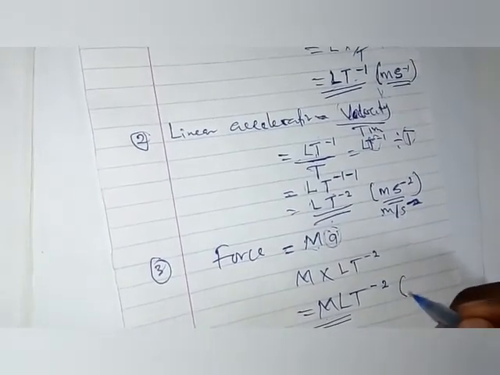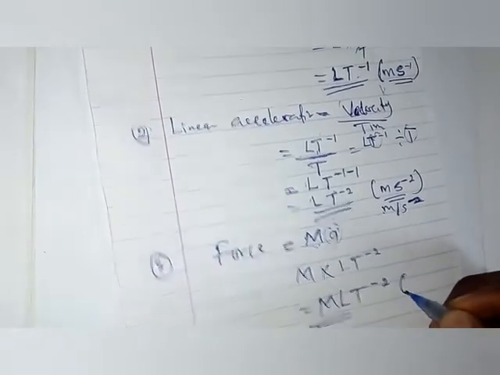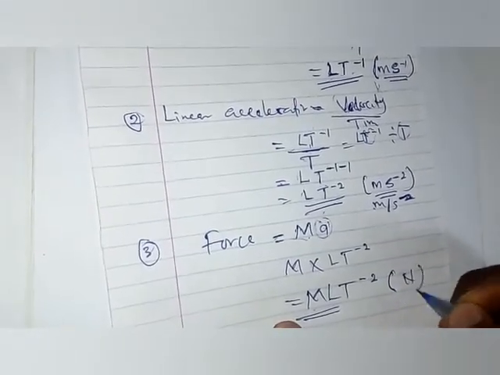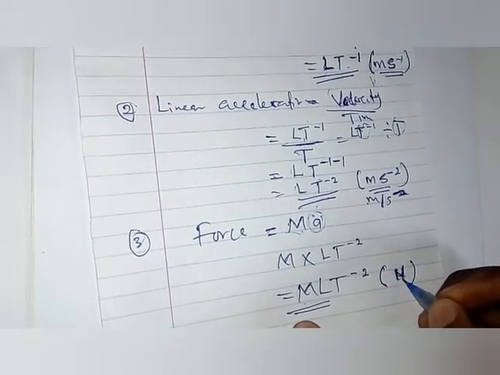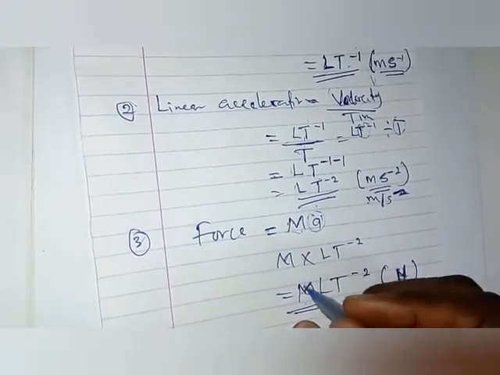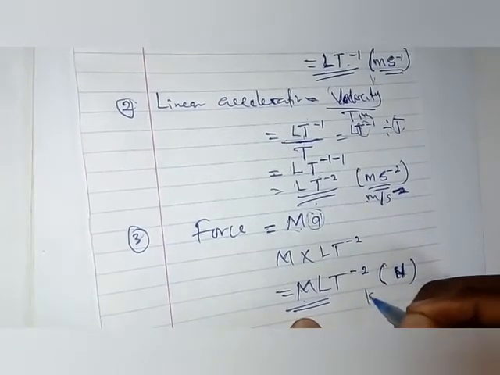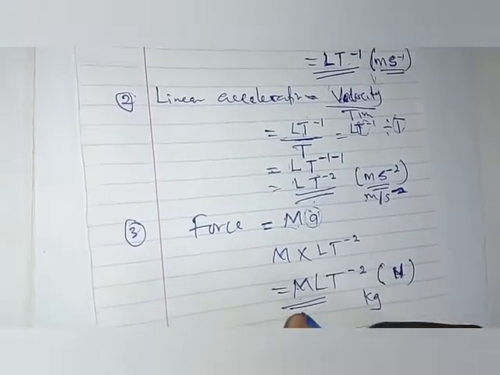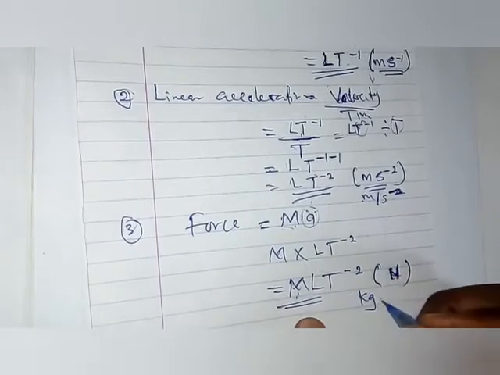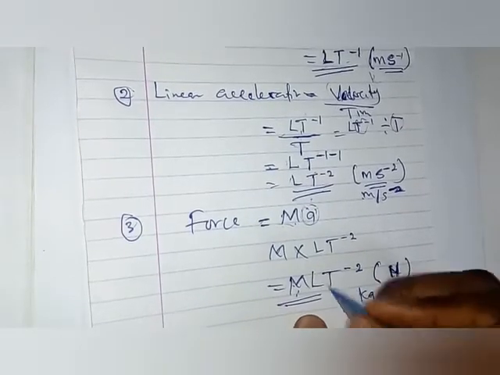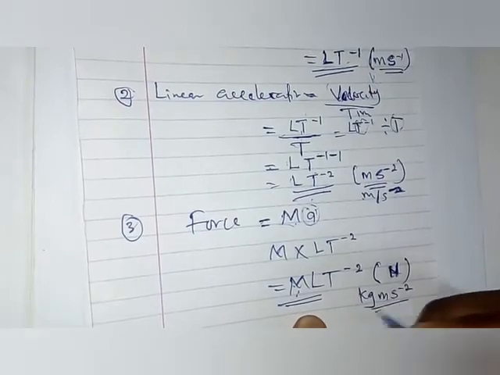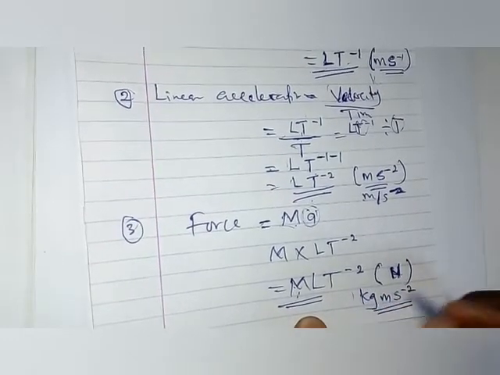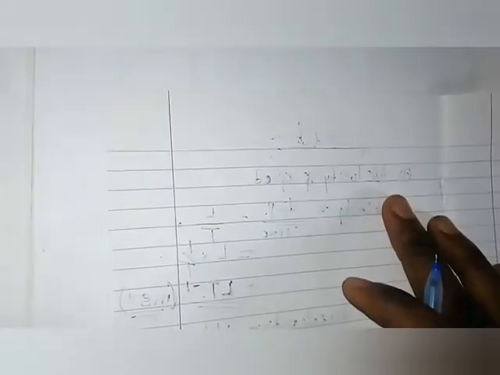And the general unit for force is always what? Newton. So the SI unit for force is Newton. They can rewrite the unit as kilogram, that is mass, then meter per second square. Still the unit for force.